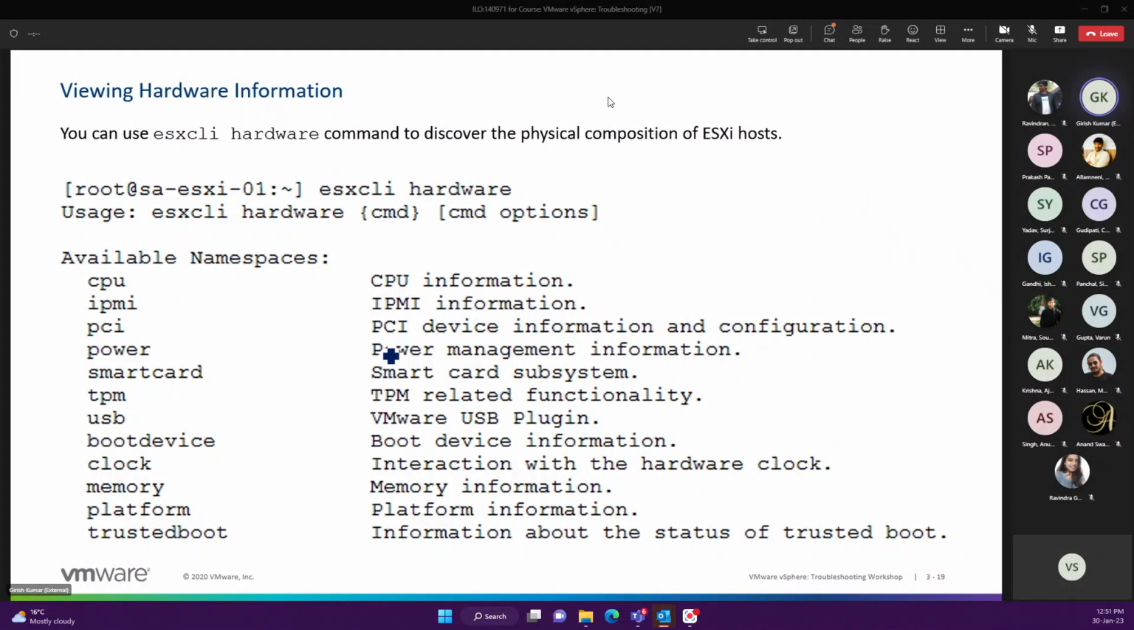If you want to see the available hardware in that particular ESXi host, again the command begins with ESXCLI, then hardware, then the particular hardware you want to see. There is a huge list. You can see memory, CPU, PCI slots, or other hardware information.